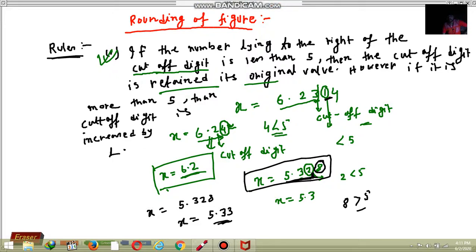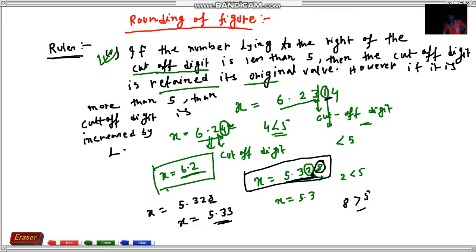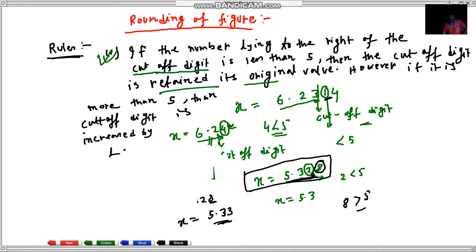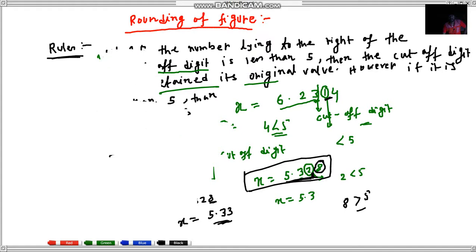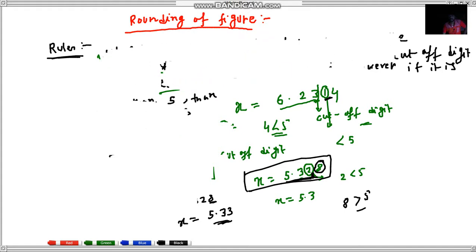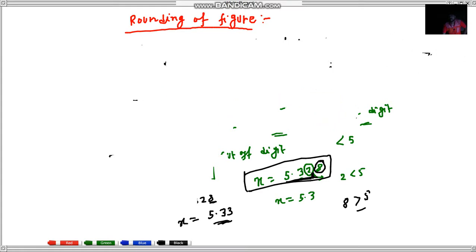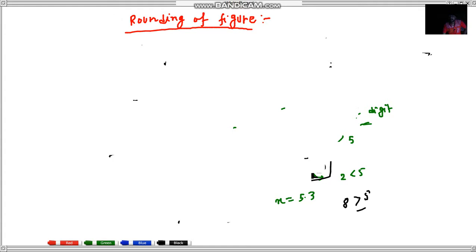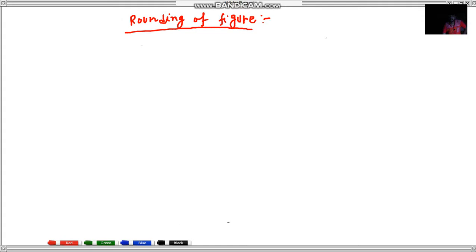So here after rounding off, the number will be 5.33 because here 8 is greater than 5. Do you understand? So this is a very important rule, and this is a very basic rule actually. So let me summarize this rule again. It is very simple. This is very simple.